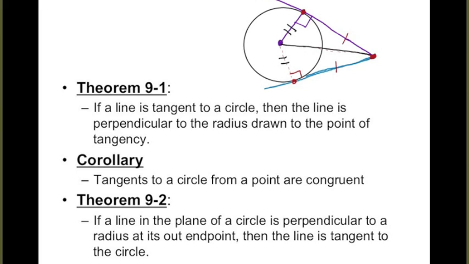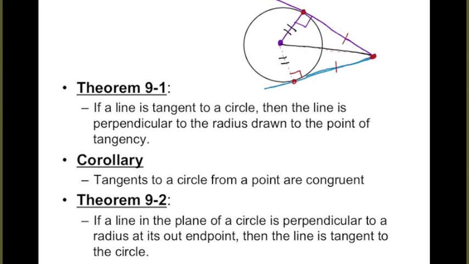Theorem 9.2 says if a line in the plane of a circle is perpendicular to a radius at its endpoint, I don't know why it says at its endpoint, then the line is tangent to the circle. Okay? Theorem 9.2 has exactly the same picture. It's just that we would know the other piece of information. So if we know we have a tangent, then we know we have a perpendicular to a radius. If we know we have a perpendicular to a radius, then we know that it must be a tangent. So it works either way with either piece of given information.